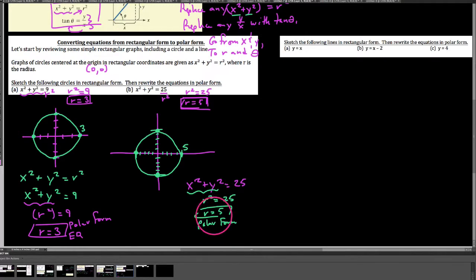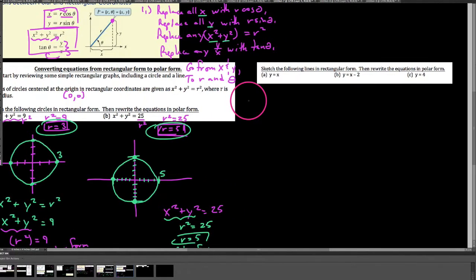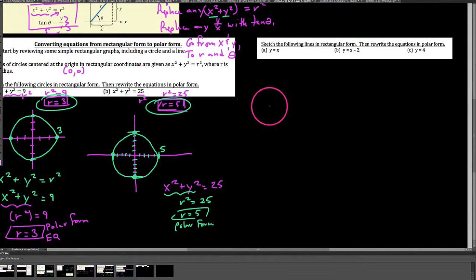Okay, so that is with circles, and you're going to notice something unique with circles. If it's centered at the origin, we always get r equals whatever the radius of the circle is in polar form. So now let's take a look at these 3 graphs over here. The interesting thing is that I want to sketch these in rectangular form first, but then rewrite the equations in polar form.